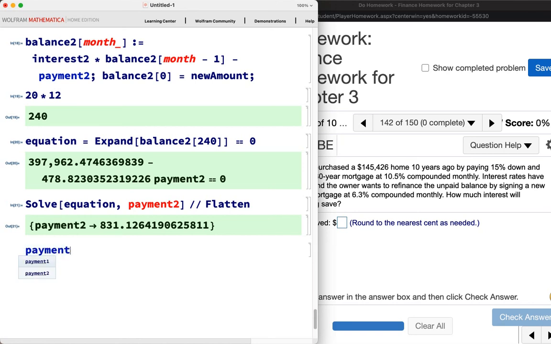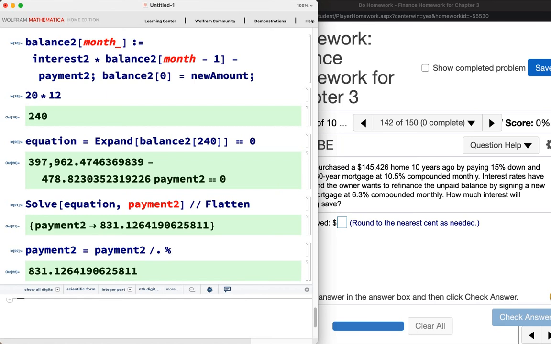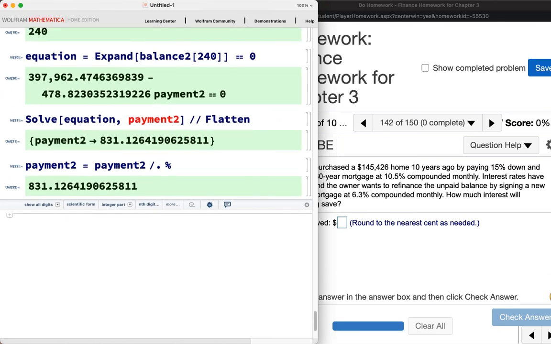Let me store that in a variable. Payment to is equal to payment to as it's defined on the previous line. Shift enter. So now we have to figure out the total interest. Now, figuring out the total interest is actually going to be very easy.